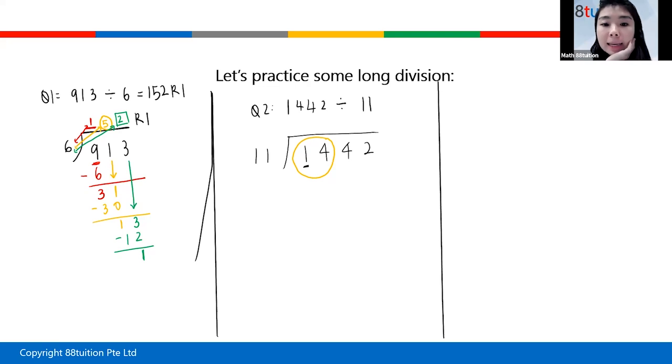Can 14 be divided by 11, Wen Xing? Yes. Yes, 11 times what gives me 14? Can or cannot? Can you think carefully? No. Cannot, right? What is the closest number to 14 that can be divided by 11 but is smaller than 14?